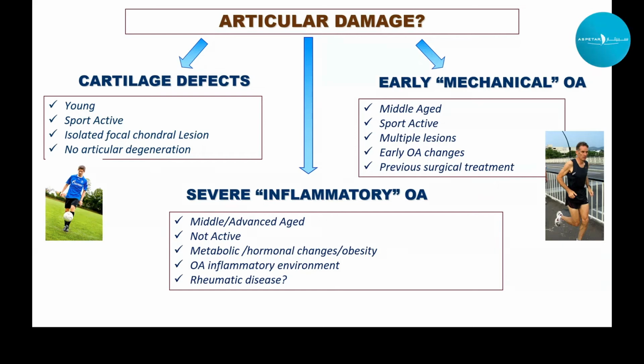And when we are talking about articular damage, you're talking about cartilage defects, which is completely different from the degenerative joint. When you're talking about a cartilage defect, most of the time you're talking about young, sportive patients with isolated lesions that probably need surgical treatment to restore their cartilage. But when we are talking about degeneration of the joint, I roughly divide it into two big types. In reality, we have many more types, but I divide it into the mechanical type of osteoarthritis, especially early mechanical osteoarthritis, and more severe, more inflammatory types of osteoarthritis.